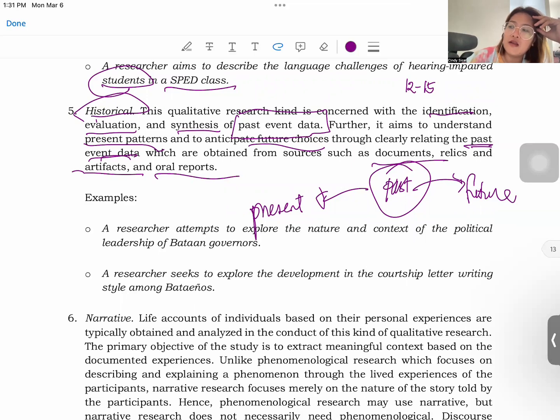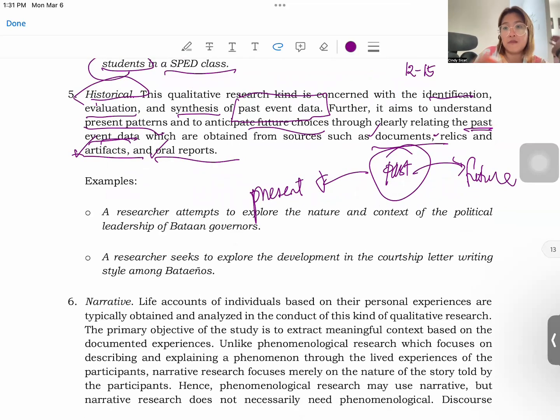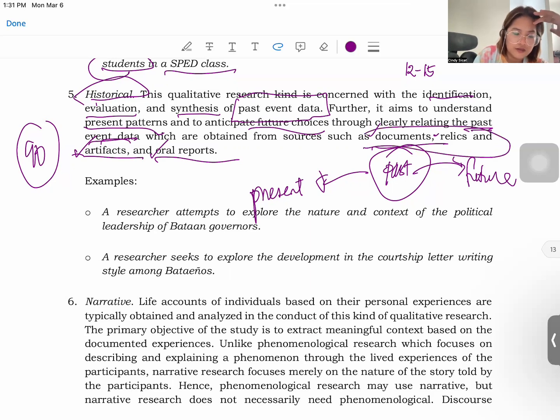Of course, we cannot go back in time to interview people, okay? To interview people about what happened in the past. So, what you could do is look into the documents, relics, artifacts, at saka oral reports. Unless may buhay pa. Kung halimbawa medyo recent yan, na siguro mga nasa 90 years old yung participants, pwede ka mag-interview. Pero kung kumbaga they're already dead, dead men tell no tales, sabi nga, 'di ba? So you cannot get primary data anymore. So you could like just look into these artifacts.